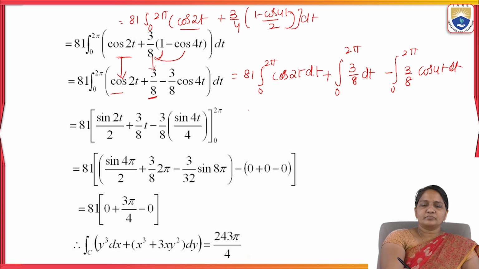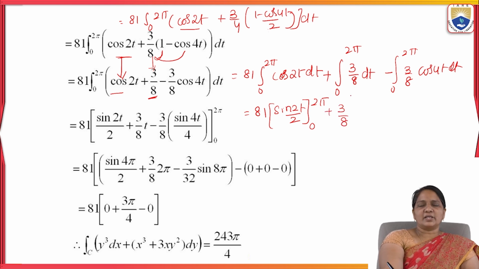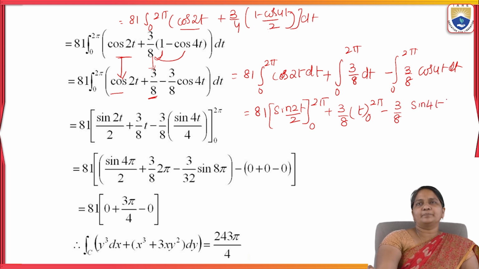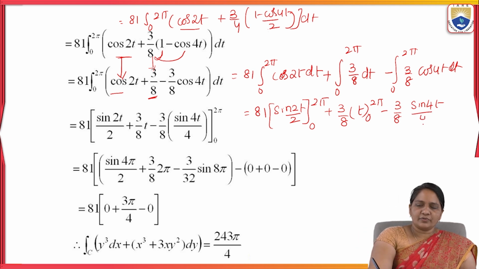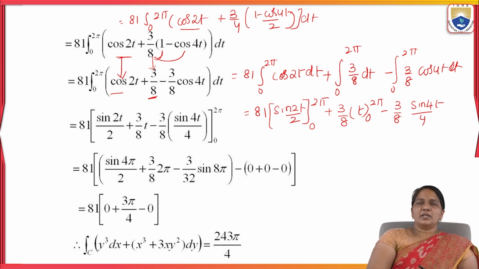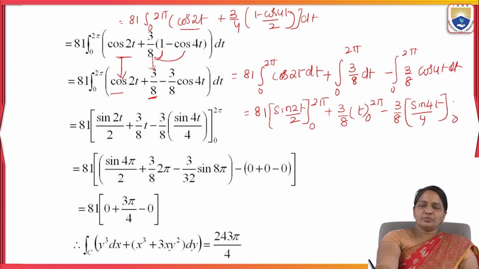Now here we are doing 81. Here the integral of cos 2t is sin 2t by 2, with limits 0 to 2 pi, plus 3 by 8 is the constant. The integral of dt is t, with limits 0 to 2 pi, minus 3 by 8 is the constant. The integral of cos 4t is sin 4t by 4. The integral of cos is sin, the integral of sin is minus cos. So here the limits are 0 to 2 pi.